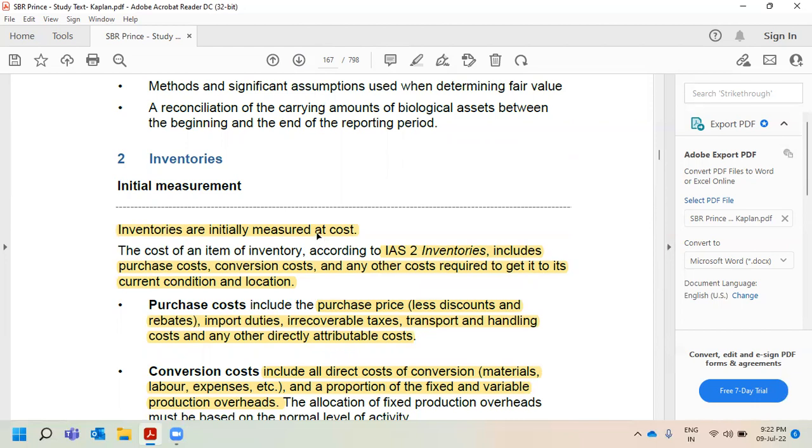So, the initial measurement of inventories: inventories are initially measured at cost. Say for example, we are a mango juice manufacturer.